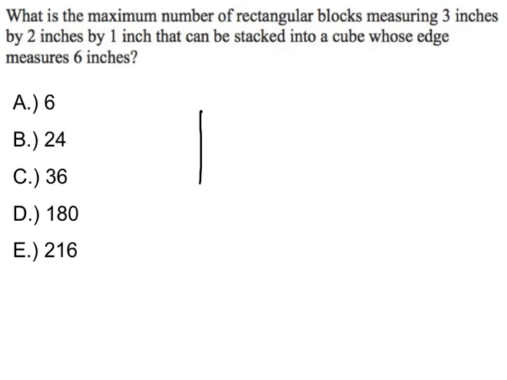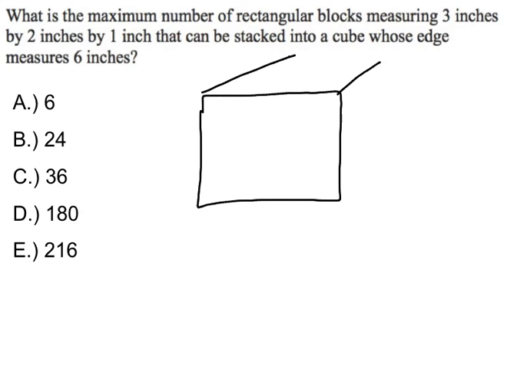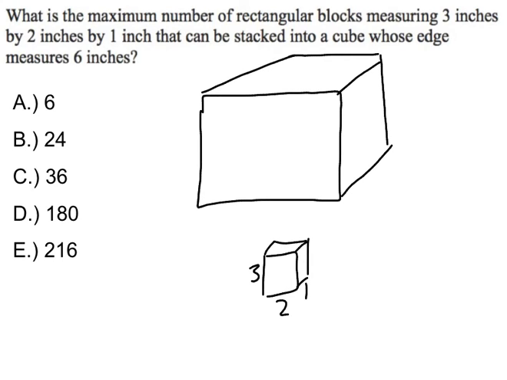Now let's draw this thing real quick. So I'm going to make this nice and big so I can see it. It says it's a cube, so I'm drawing my awesome cube. Very exciting. It says that each block is 2 by 3 by 1. So my smaller blocks that need to fit into this larger cube are that big.